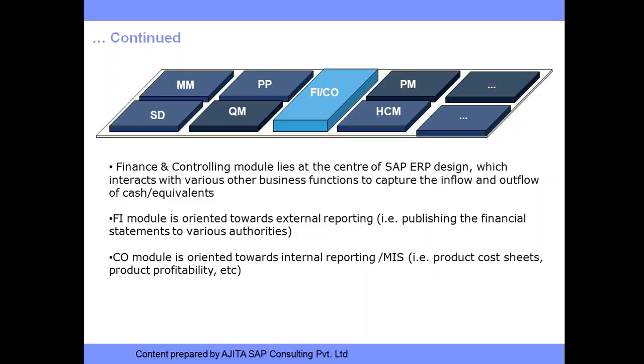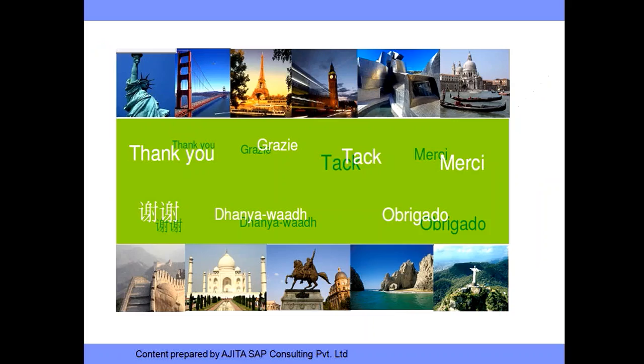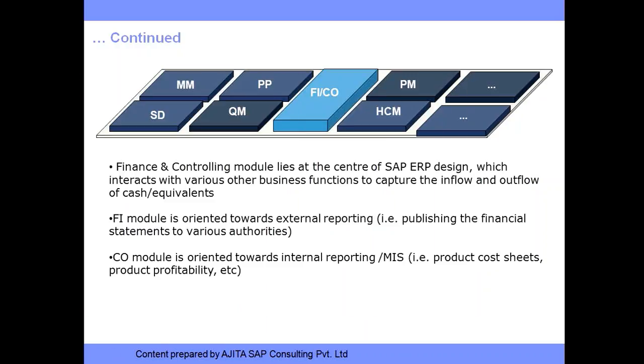The FI module is oriented towards external reporting, that is publishing the financial statements to various authorities, and the CO module is oriented towards internal reporting, that is product cost sheets, product profitability, etc. I have already explained this. So I think by now you have a good idea of where you stand, what you want to learn, and what SAP ERP is. That was all from my side, and if you have any questions, kindly let me know.